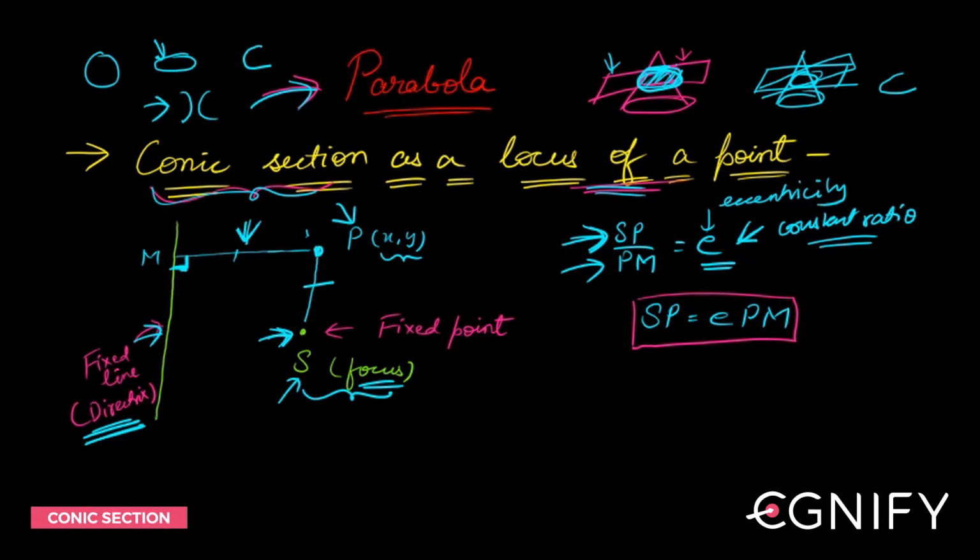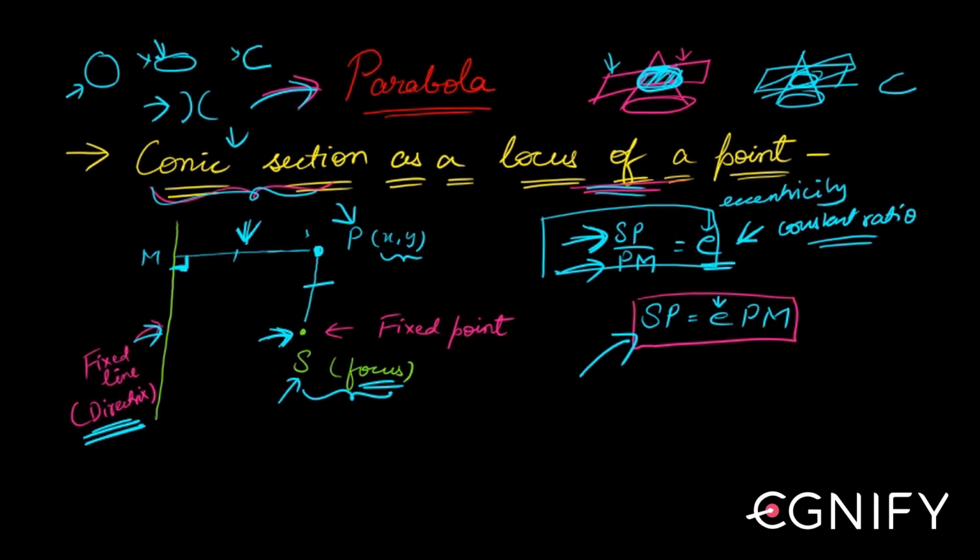If your point P obeys this law, and by the way, if you rearrange, you will get this. If your point P obeys this law, then it is a conic section. Now, depending upon the value of e, it will either be a circle or an ellipse or parabola or a hyperbola. Let us look at what the values are.